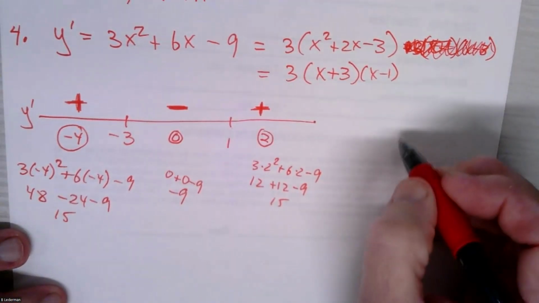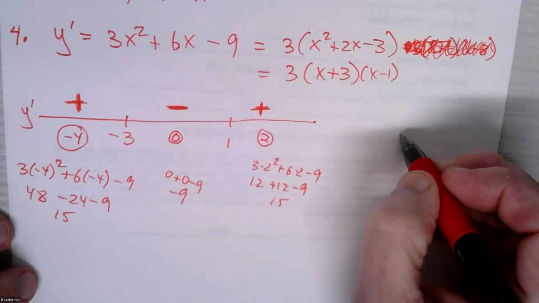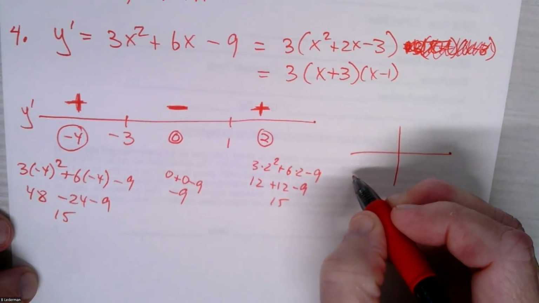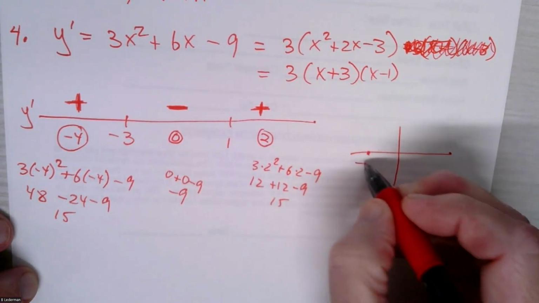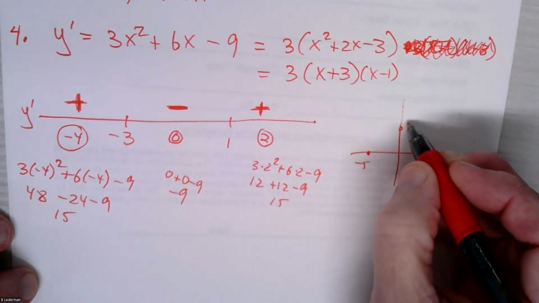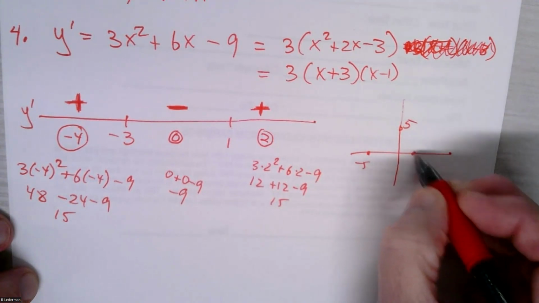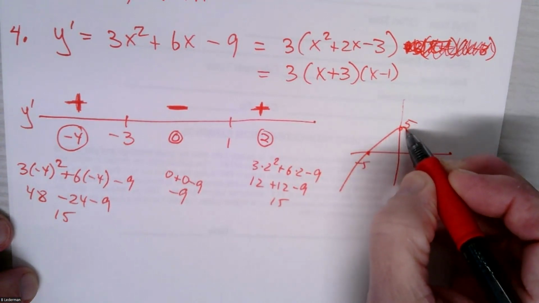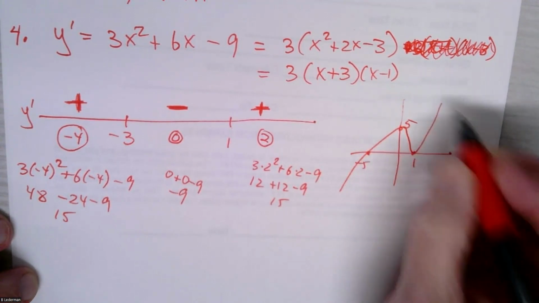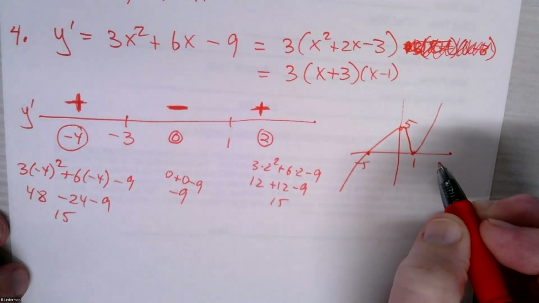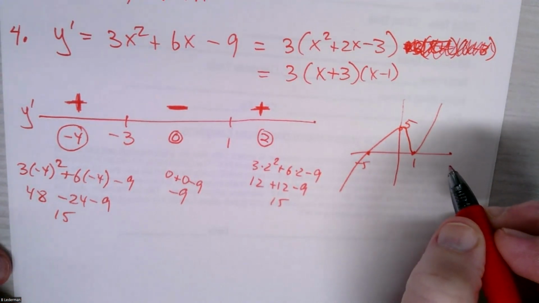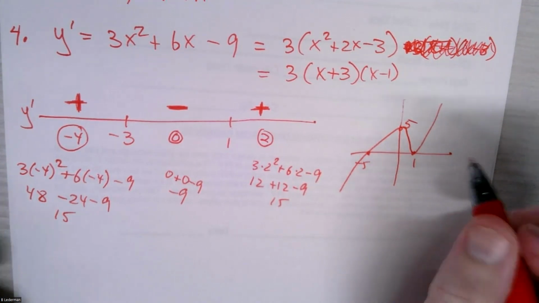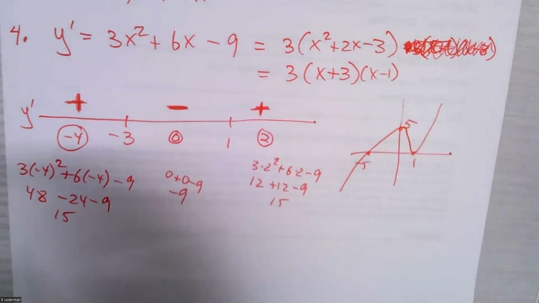So again, I'll do a rough sketch, just putting together what I have now. I know it's going to hit the y-axis at +5, and the x-axis at 1. And I also know that when it hits the x-axis, it's just going to bounce up. Now that I think about it, I have to change my drawing here.